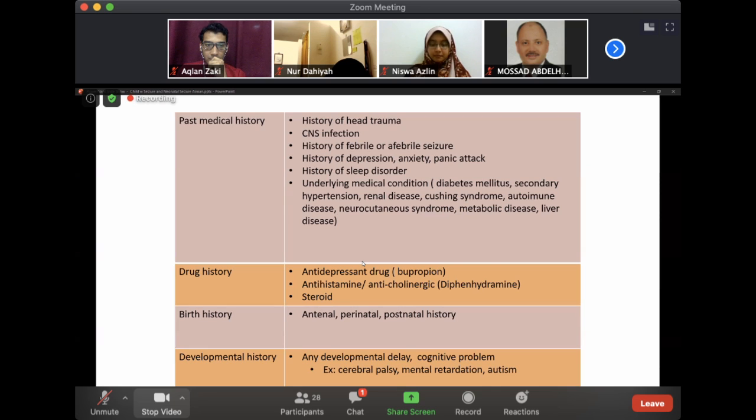Ask also the parents or the mother, or the patient if they know about it, about birth history: antenatally, perinatally, and postnatally. Also, we need to know their developmental history, if there is any developmental delay or any cognitive problems, or maybe they have underlying problems such as cerebral palsy, autism, or mental retardation.